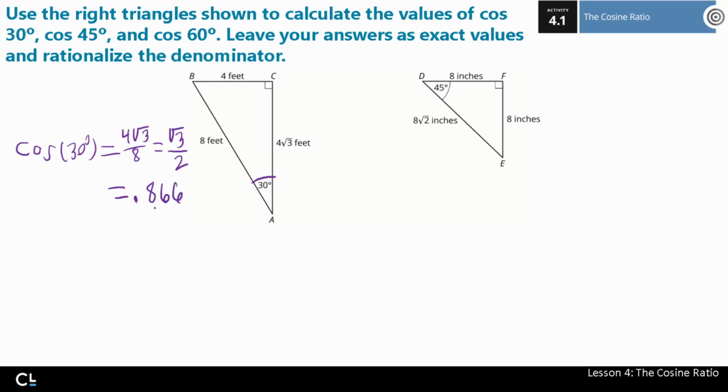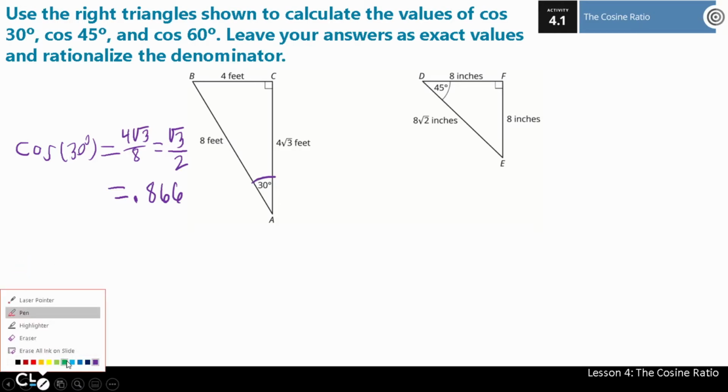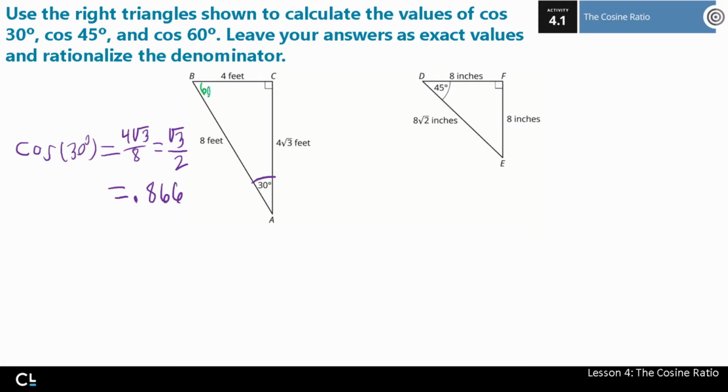0.866. This is a number that we had on the last slide for cosine of 30. Let's check out my cosine. Let's switch colors to green. Here we have our 60-degree angle, right? If we do cosine of 60 degrees, my adjacent's now 4, and my hypotenuse is 8. So just like our last one, the cosine of 60 is 0.5 or 1/2, right? Let me fill that in.